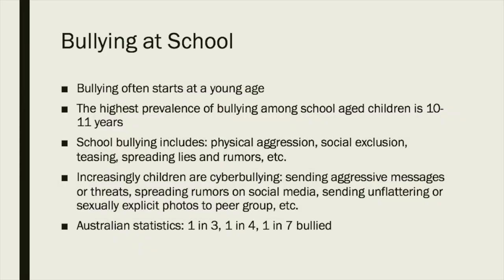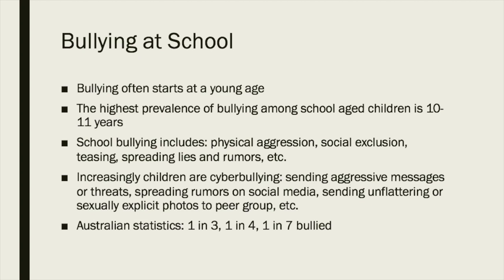When most people think of bullying, they don't automatically think of it taking place at work. For most of us, bullying is something that happens at school. Research has shown that bullying starts at a young age and is rather prevalent. The highest prevalence of bullying among school aged children is from around 10 to 11 years old. But bullying at school looks a little different from bullying at work.